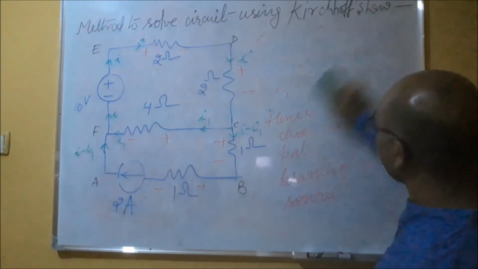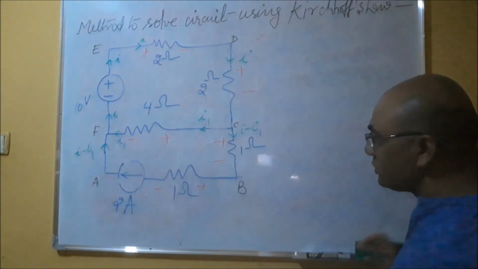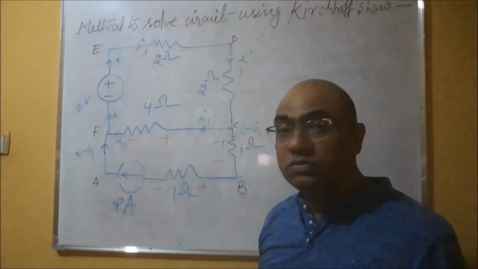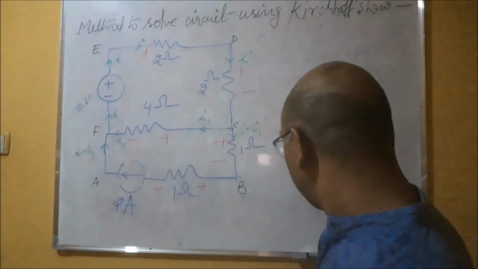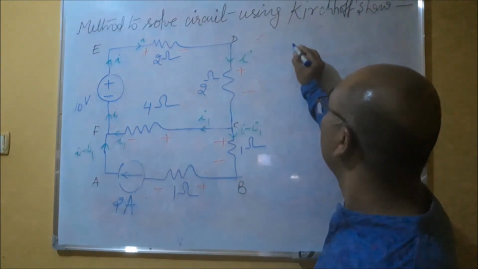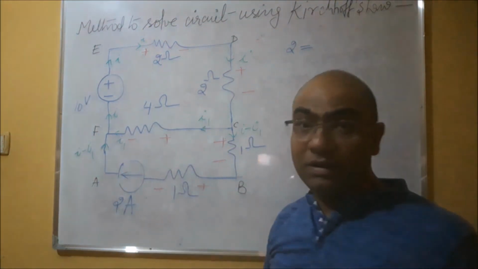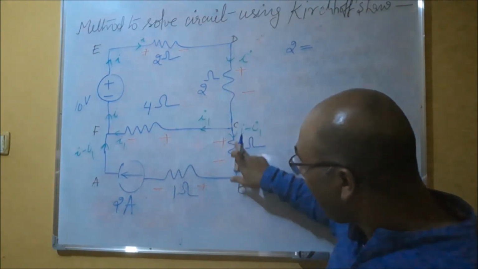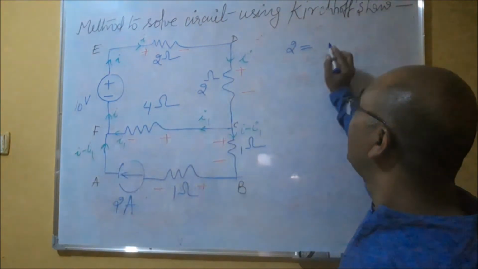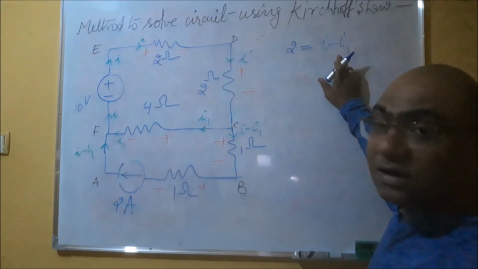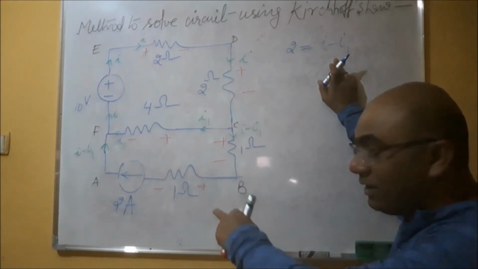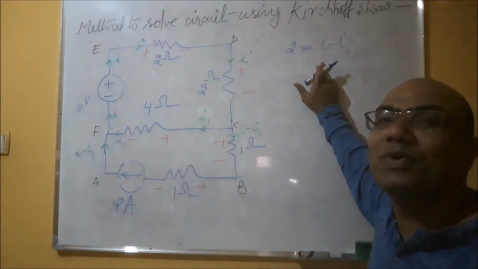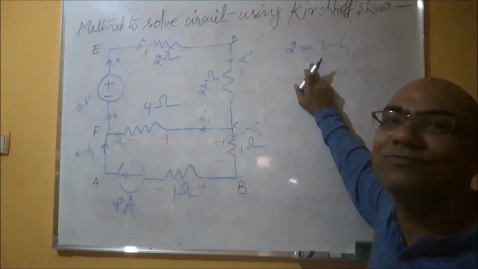See the branch BA. In branch BA, the current source has the value 2A. This is given. But according to my assumption, the current flowing in this branch BA is I minus I1. So this is the current I am assuming in branch AB, and this is the current given in the numerical. It's possible only when these two are equal, and this expression will give you the first equation.